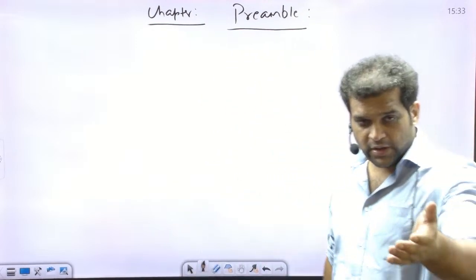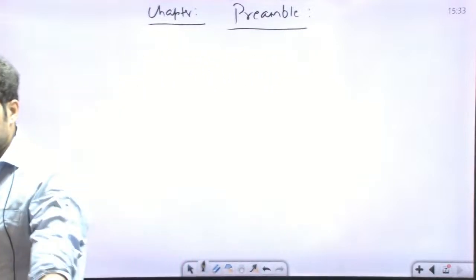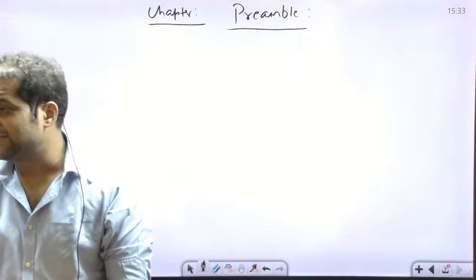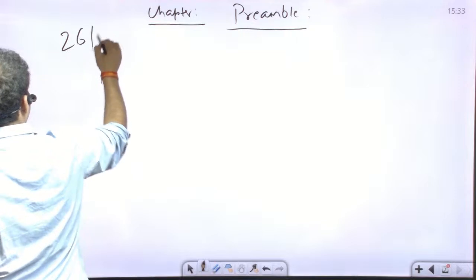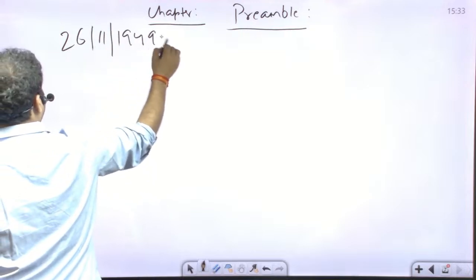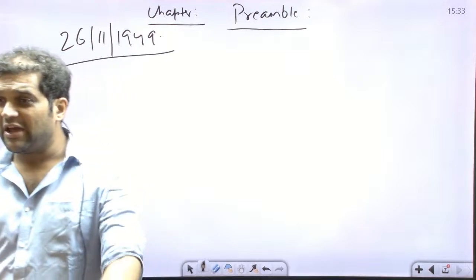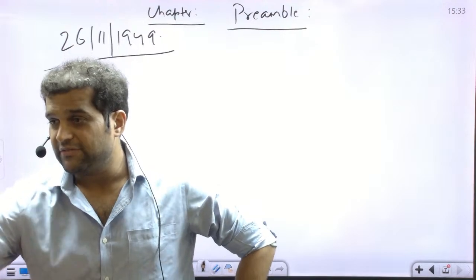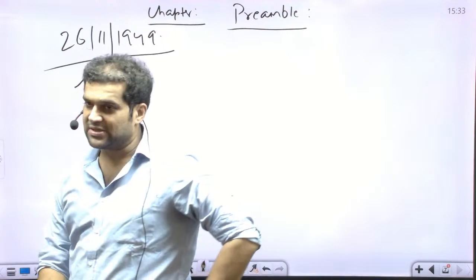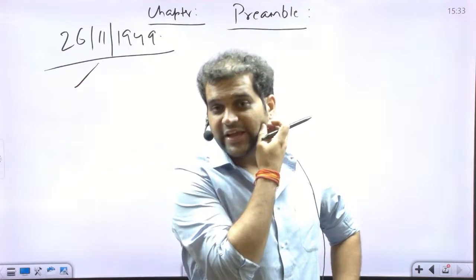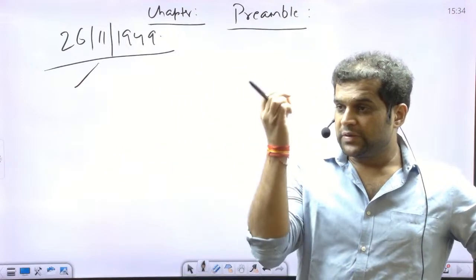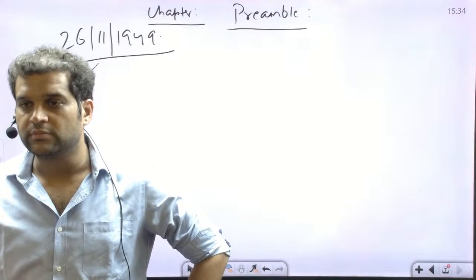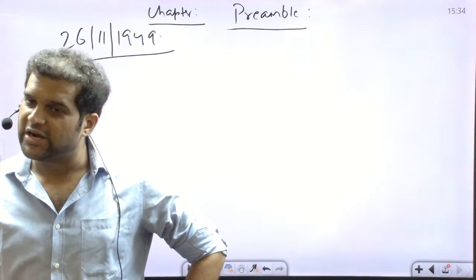Okay? So in the image of preamble that you have before you, see the date has been written as 26/11/1949. Yes or no? On this date we adopted and gave to ourselves this constitution, right? And we have discussed this date ample times in this class. This was the date on which the Constituent Assembly, the drafting committee in particular, was ready with our constitution.